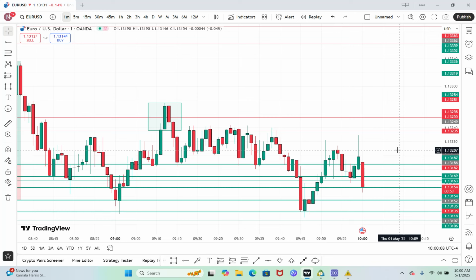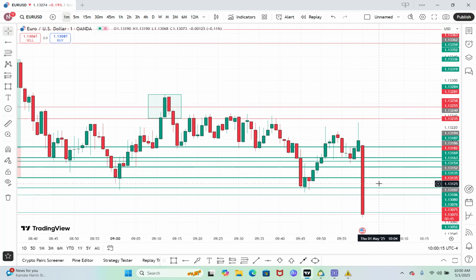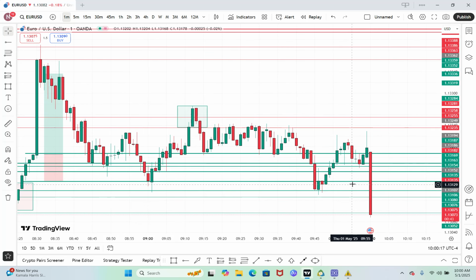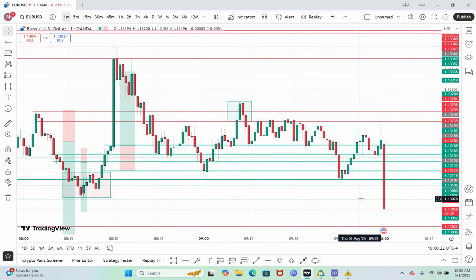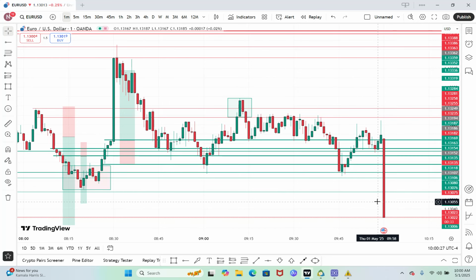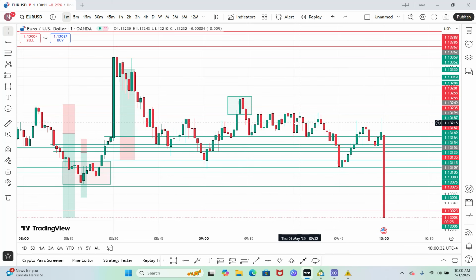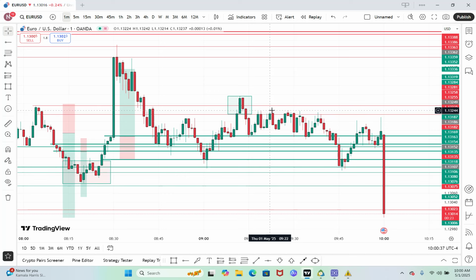Oh wow. Sellers closed out strongly, taking it all the way down. Right, sellers taking it all the way down. Yeah, big sell. So this would have been a good opportunity for us. If we had taken this trade, this could have been a winner.